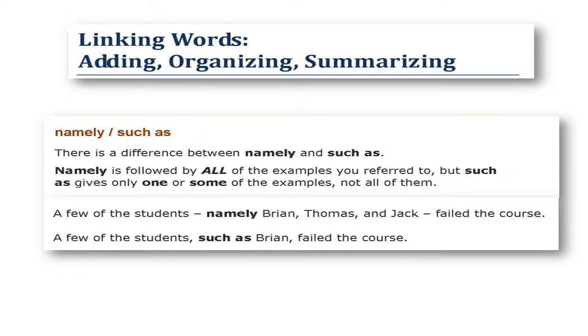Namely and such as. There is a difference between namely and such as. Namely is followed by all of the examples you referred to, but such as gives only one or some of the examples, not all of them. A few of the students, namely Brian, Thomas, and Jack, failed the course. A few of the students, such as Brian, failed the course.